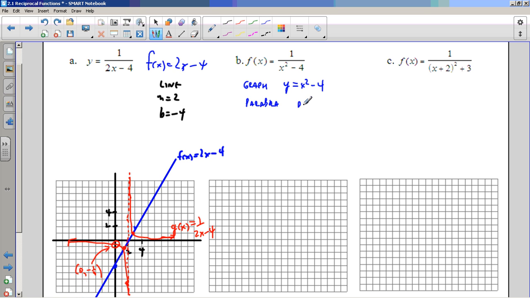All right, down 4. So let's do that. Set that up. I'm going to try and use the same scale as I did before. There we go.